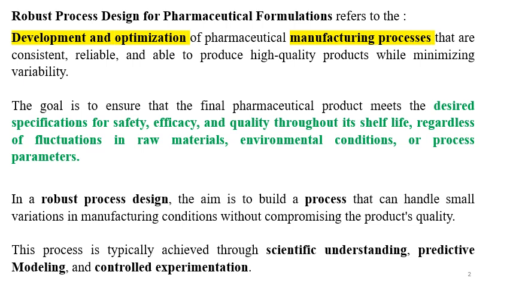Simply, it means the processes which can lead to manufacturing or production of the quality products. And in a robust design, the aim is to build a process which can handle small variation in manufacturing conditions without compromising the product quality. So what are those minor variations? For example, the variations in the process parameters like minor variations in the temperature ranges, pressure ranges, or in the RPM for some moving parts or moving machineries.